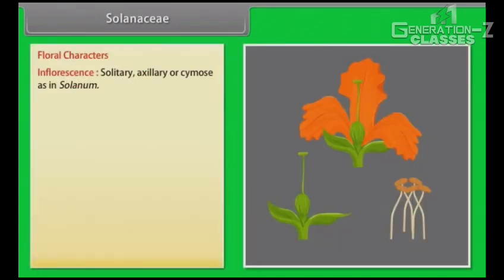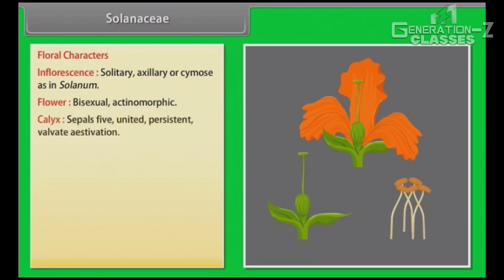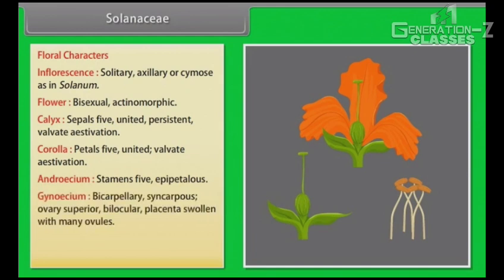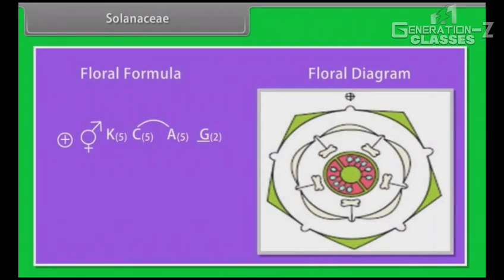Inflorescence solitary, axillary or cymose as in Solanum. Flower bisexual, actinomorphic. Calyx sepals 5, united, persistent, valvate aestivation. Corolla petals 5, united, valvate aestivation. Androecium stamens 5, epipetalous. Gynoecium bicarpellary, syncarpous, ovary superior, bilocular, placenta swollen with many ovules. Fruit berry or capsule. Seeds many, endospermous. Floral formula is shown, and this is the floral diagram.